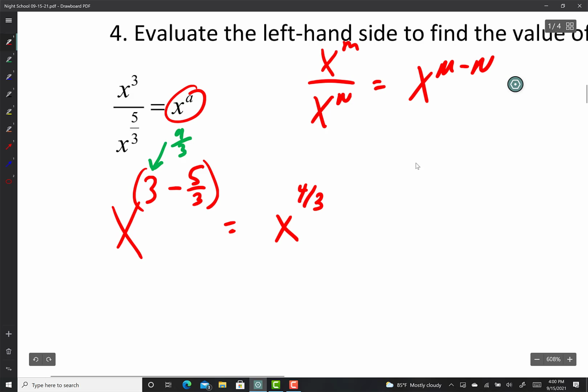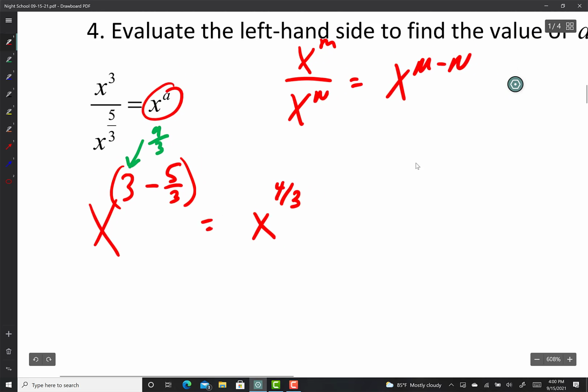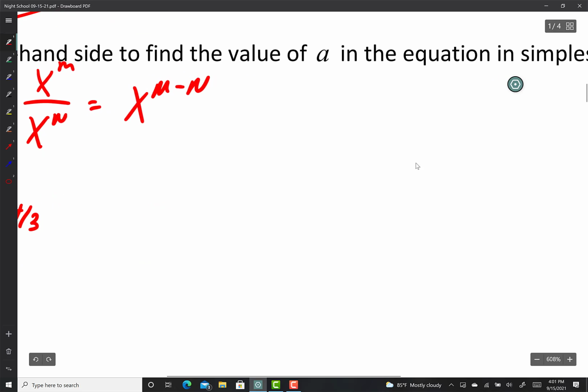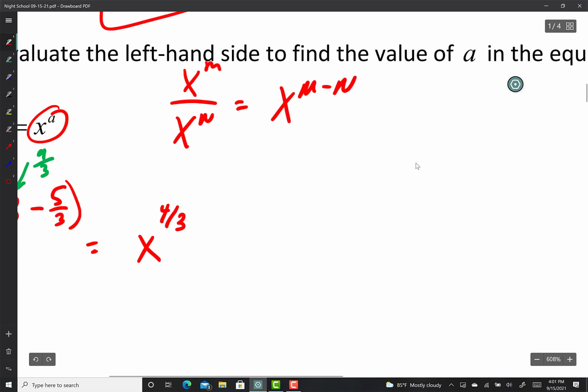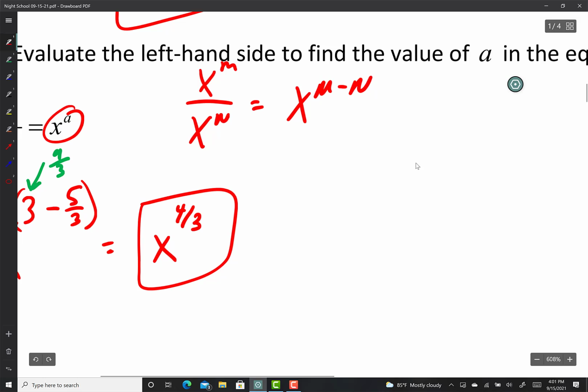4 over 3. See? Pretty easy, right, guys? If you wanted to simplify this, this is done. That's what your A is. So when you get this question in simplest form, this is your answer. But remember what that means.